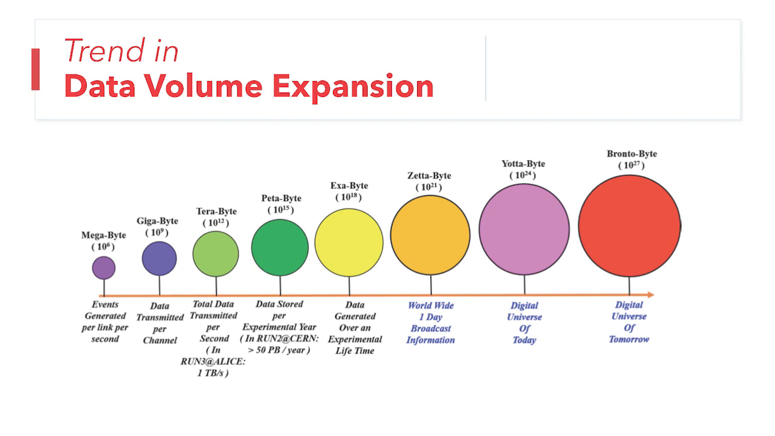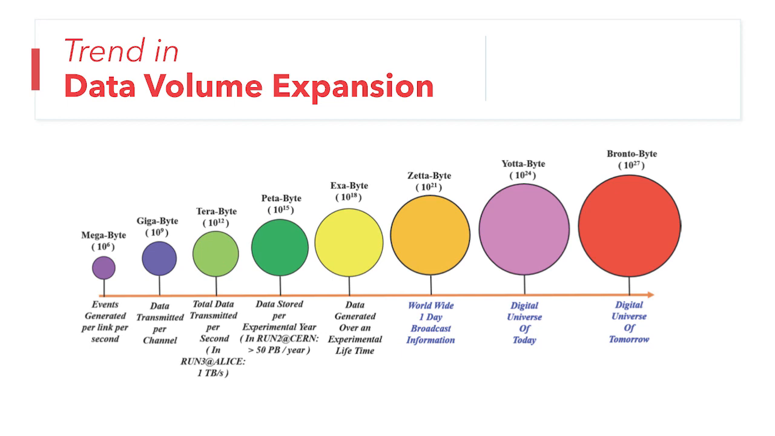Per experimental year it is greater than 50 petabytes. And the data generated over such a large experiment like CERN, if all the experiments are integrated, is of the order of exabytes. Just to give you the picture of the data currently out there, the worldwide one-day broadcast information is in zettabytes. The digital universe of today is in yottabytes, and the rest follows. So you can see how exponentially the data volume is expanding. High energy physics is actually leading this curve and pushing the technologies ahead.